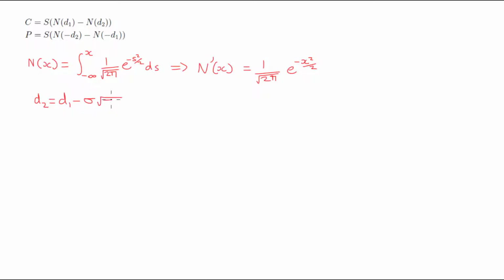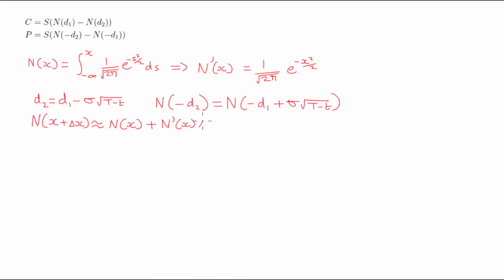Writing d2 in terms of d1, let's do the approximation for the put option formula. N of minus d2 is N of minus d1 plus sigma square root of the remaining time. The first order Taylor expansion essentially assumes the function is locally linear. We will do the Taylor expansion about x equal to minus d1 and delta x equal to sigma square root of the remaining time. The derivative of N with respect to x is evaluated at minus d1.